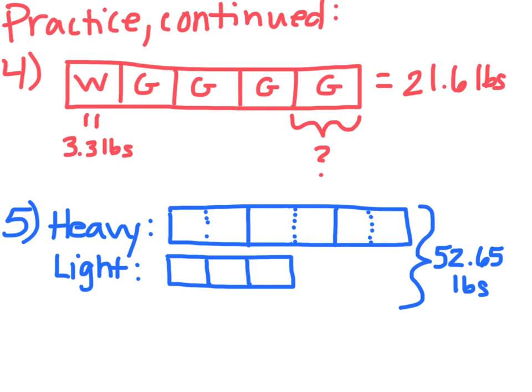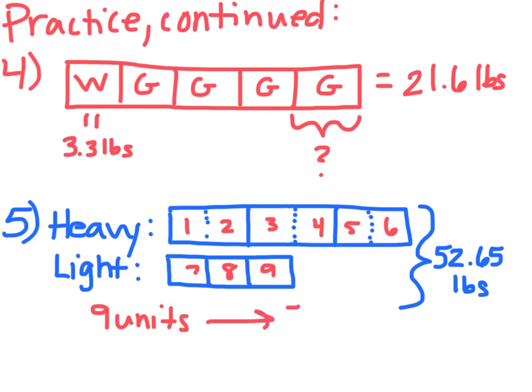Okay, I'll give you a quick hint here. You're going to want to count each of these as a unit. So you'll have 1, 2, 3, 4, 5, 6, 7, 8, 9 units of weight being equal to your 52.65 pounds. All right, I'll leave you to solve the rest and to find the weight of the 3 heavy bowling balls together.